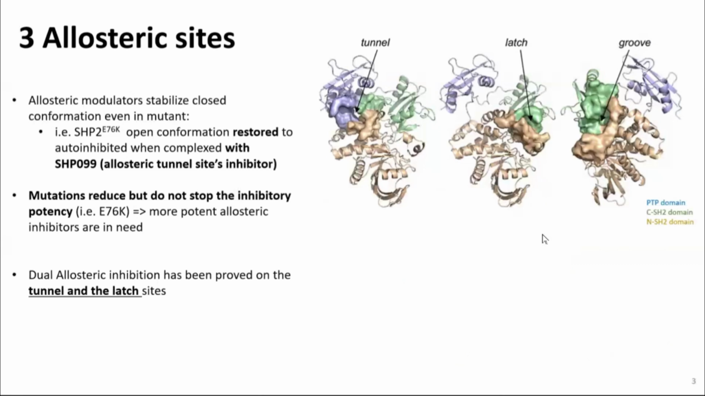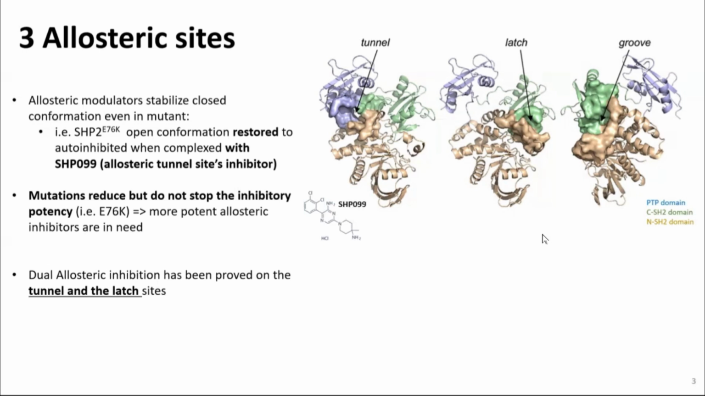So there are three allosteric sites: the tunnel site, the latch site, and the groove site. On the groove site, there is no structure available at the moment. Actually, there is even a cryptic pocket on SHP2 which has been identified. On the tunnel site, there are a plethora of compounds, and it's been the focus of research efforts in the last decades.